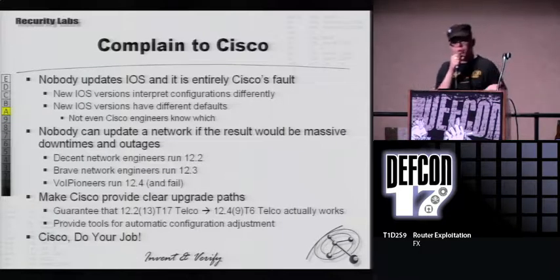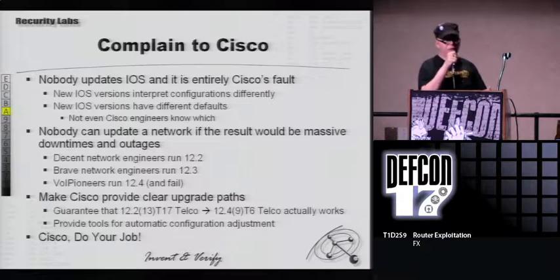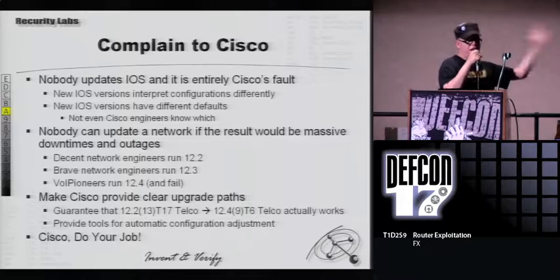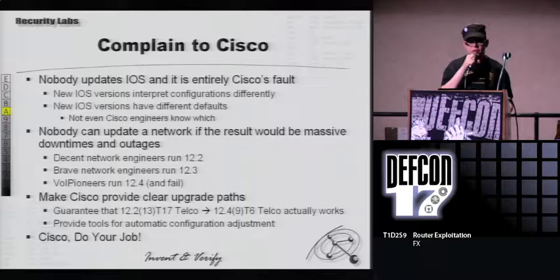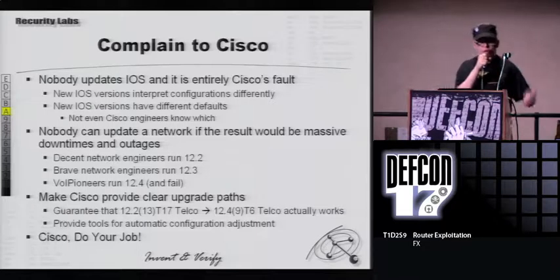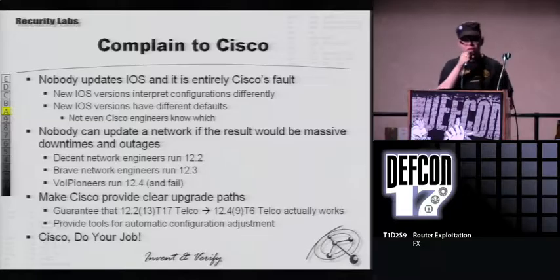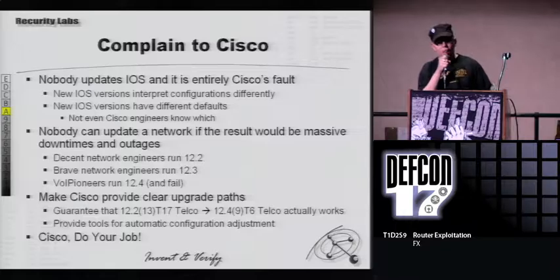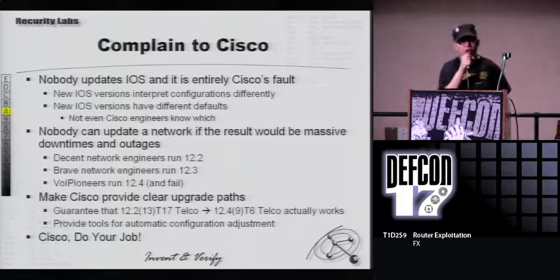The real problem is nobody updates iOS because then stuff breaks, like porn stops. You know, the cool people run 12.2 because that's the only thing they know is stable. The braver people run 12.3 and the VoIP people run 12.4. And fail miserably with getting it to work, you know. Cisco should actually go ahead and find out. They're the only ones that can find out how you can transition from one image to the other without breaking porn. Thank you, please do.